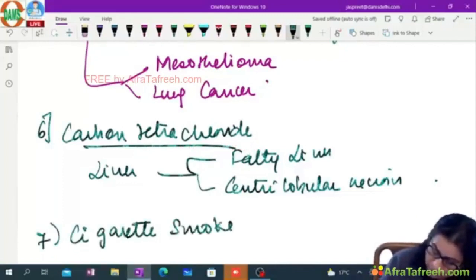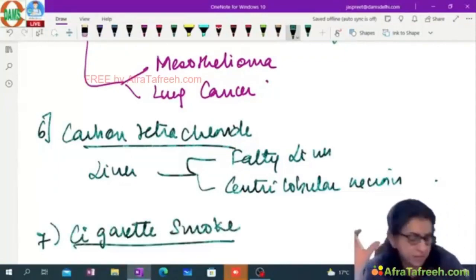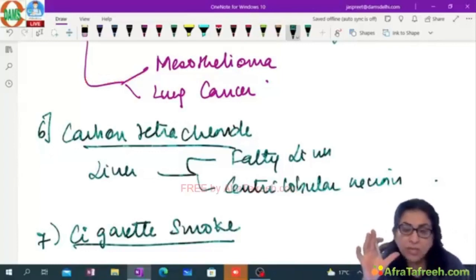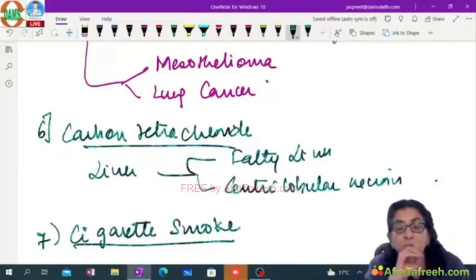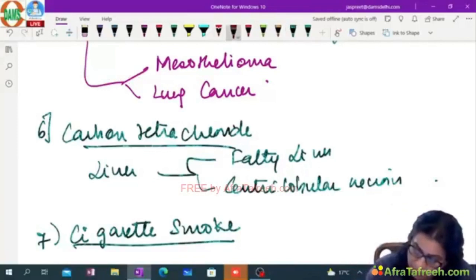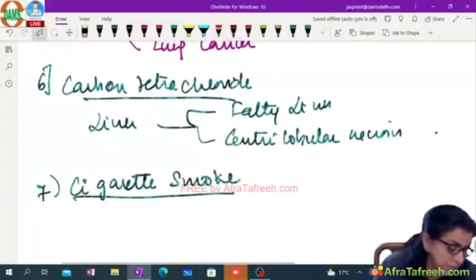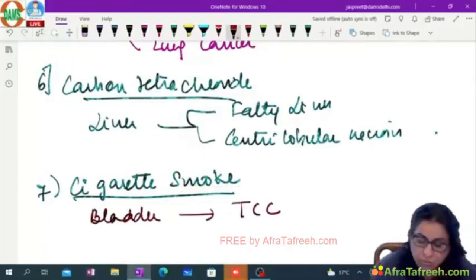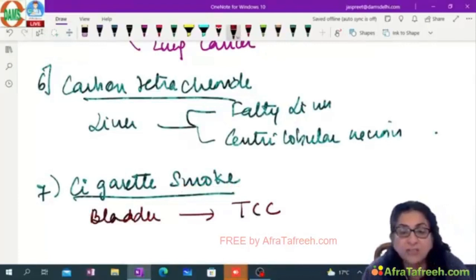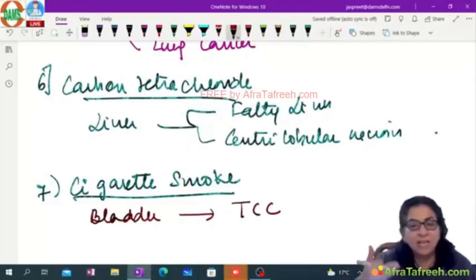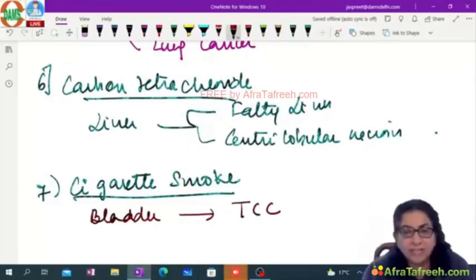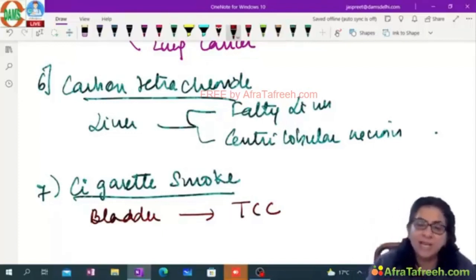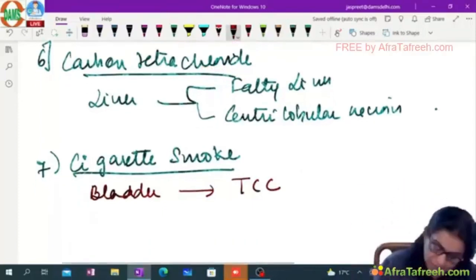Very, very important now, cigarette smoke. Cigarette smoke has so many carcinogens, and is associated with so many cancers. The cancers associated with cigarette smoke are: number one, bladder. In the bladder, cigarette smoke causes TCC, transitional cell carcinoma. The urinary tract is lined by transitional epithelium, and cancer that arises from transitional epithelium is transitional cell carcinoma.